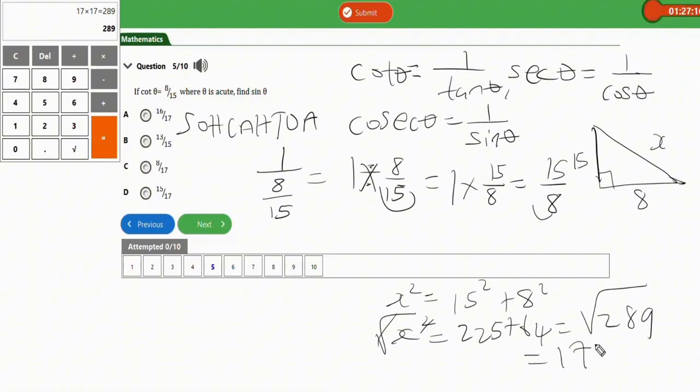289, 17. So the hypotenuse side here will be 17. From here you can simplify sine theta. Remember, sine theta is opposite over hypotenuse from this expression. So our opposite is 15 and our hypotenuse is now 17. So the correct option is Option D, 15 over 17.